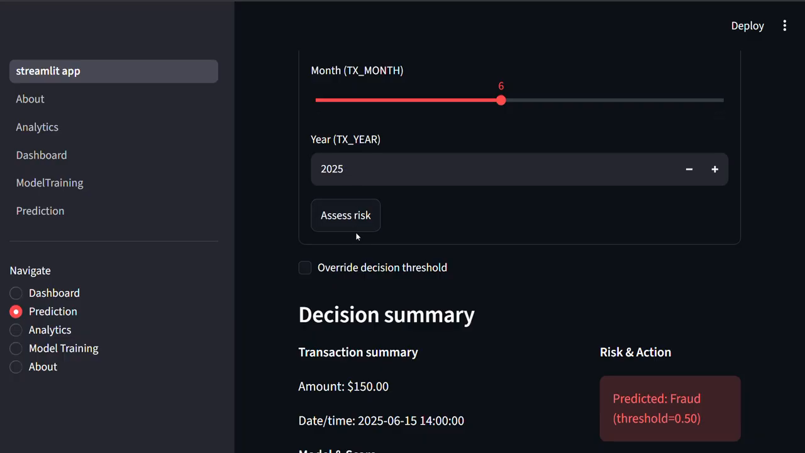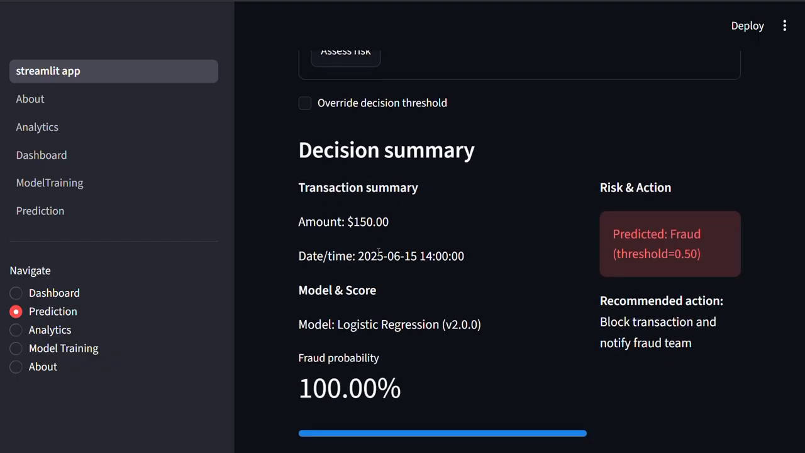The system also provides an interactive decision threshold. A lower threshold makes the system more sensitive to potential fraud, which can increase recall but also increase false positives. A higher threshold is more conservative and can reduce false positives but may miss more fraudulent transactions. This demonstrates an understanding of business trade-offs, not just machine learning.